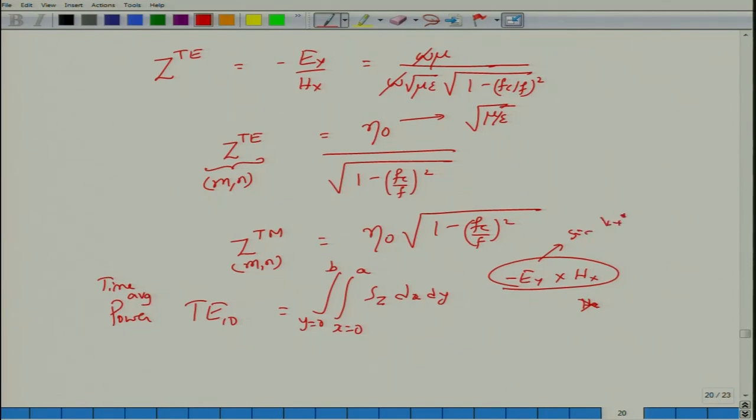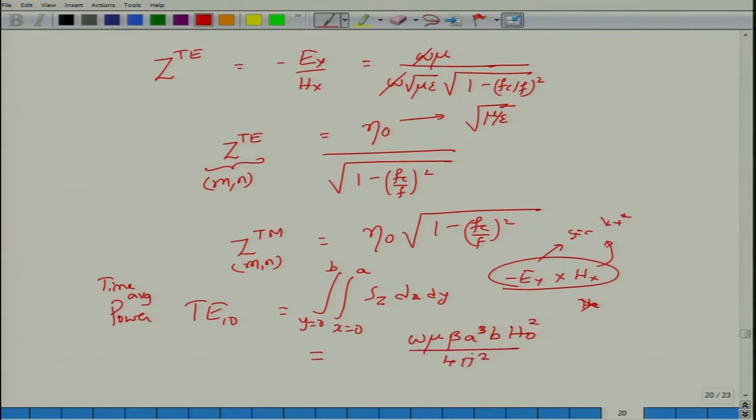Because Ey is proportional to sin kx x, where kx is pi by a, Hx is also proportional to the same thing, and these two are independent of the y coordinate. You can put in the expressions for Ey and Hx from the previous slides, or we have shown you that. You can show that the time average power carried will be given by omega mu beta A cube B and the constant H0 square divided by 4 pi square.